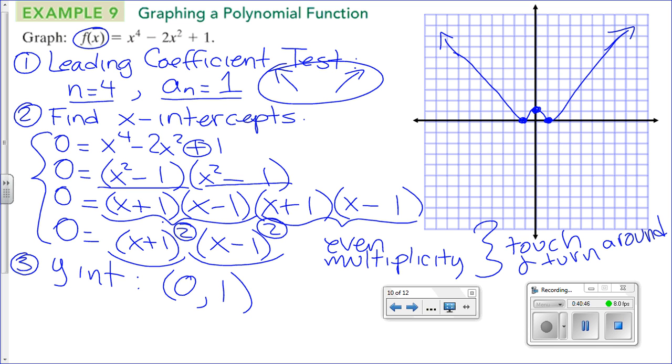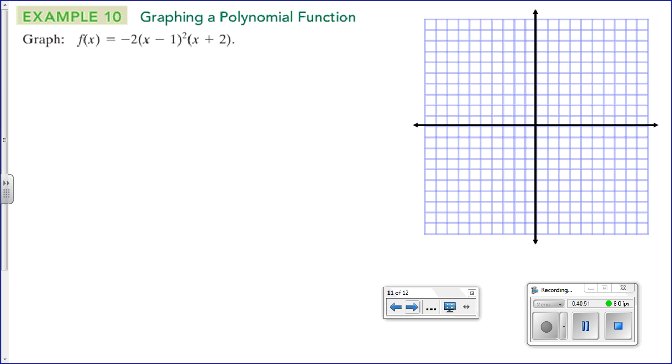So what I want to do now is I want to go over the test. Are we still doing turn it on?